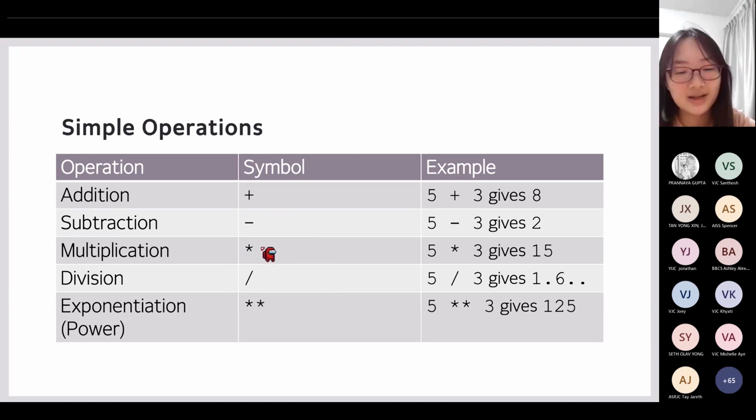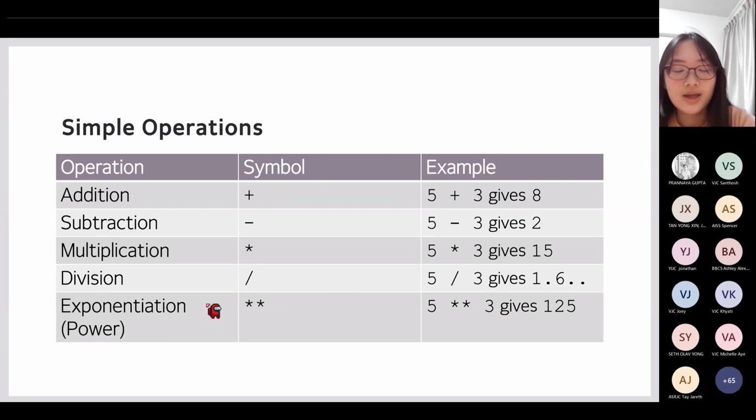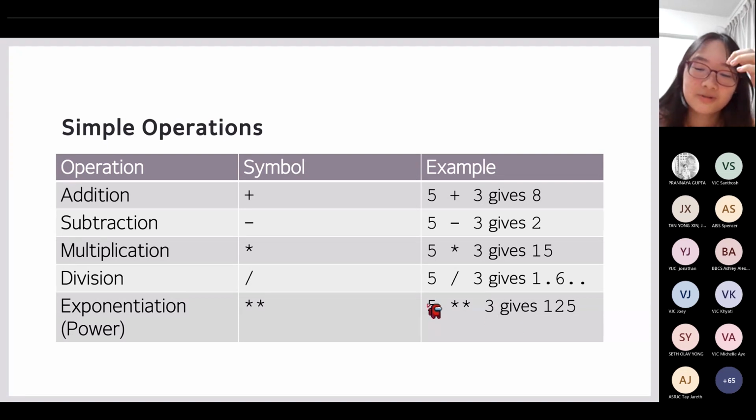Your multiplication is an asterisk. Your division is a slash. And as for your exponentiation, or power, it's a double asterisk. So exponentiation is if you want to find 5 to the power of 3, then you do 5 double asterisk 3, and it'll give you 125.